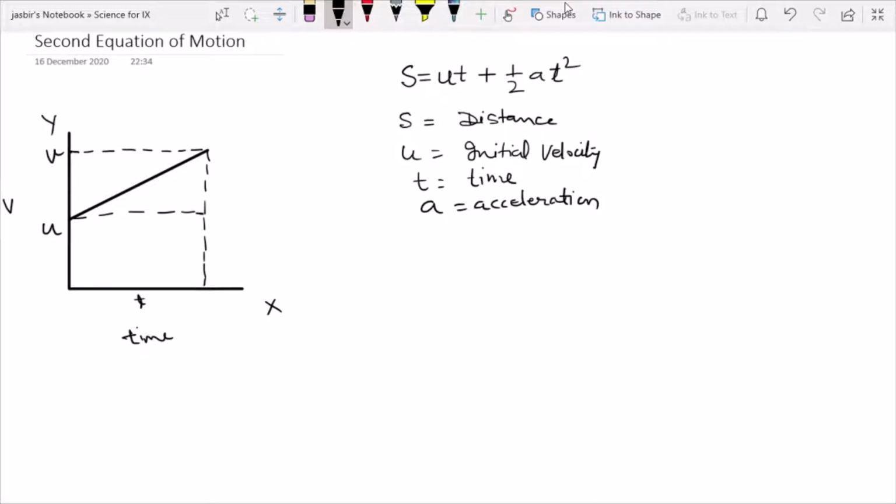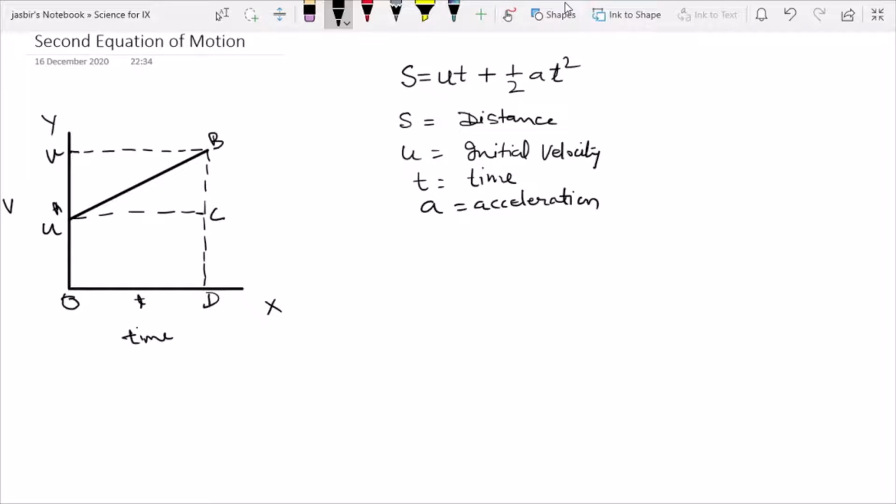So from this graph we see the motion of an object from point A in time to point B, and we have to calculate the distance traveled by the object in time t from this graph.